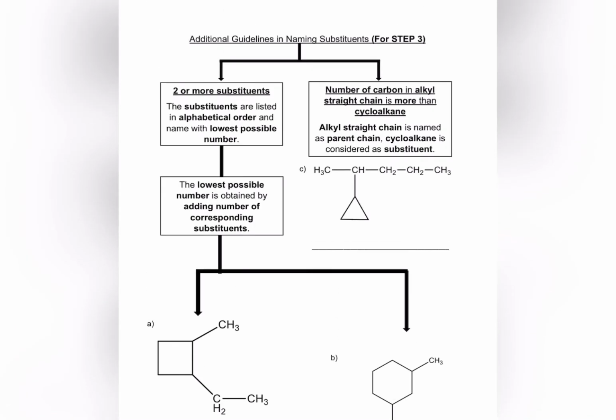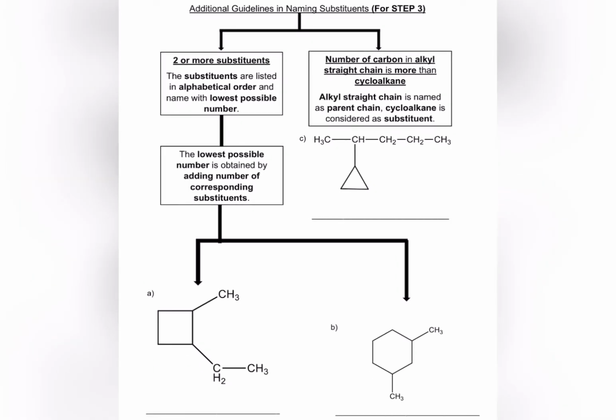For example, we go to structure A. How do you give the name for A? The longest carbon chain will be the ring because the ring has 4. Here you have 1 only and here you have 2 only. So the parent chain will be the ring, and this is cyclobutane. So I'm going to give the name here. Next, I want to put the numbering. How do I want to put the numbering? Take a look at your substituents. This substituent you call ethyl, and this substituent you call methyl.